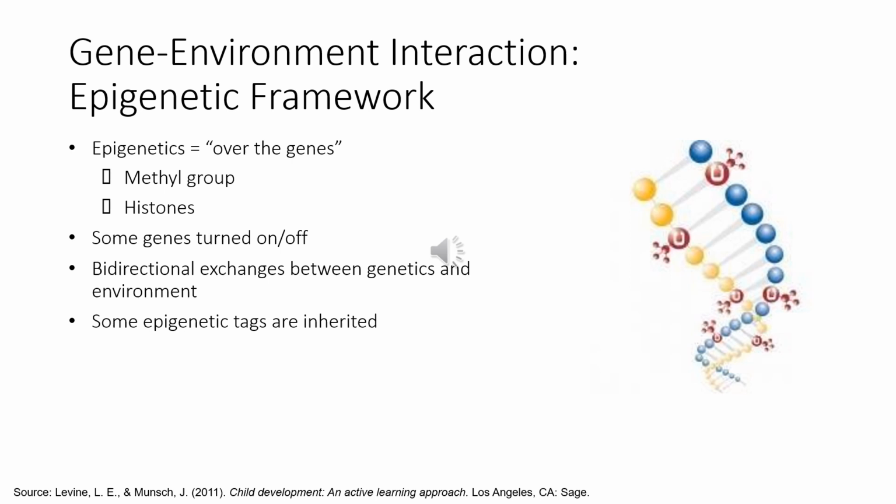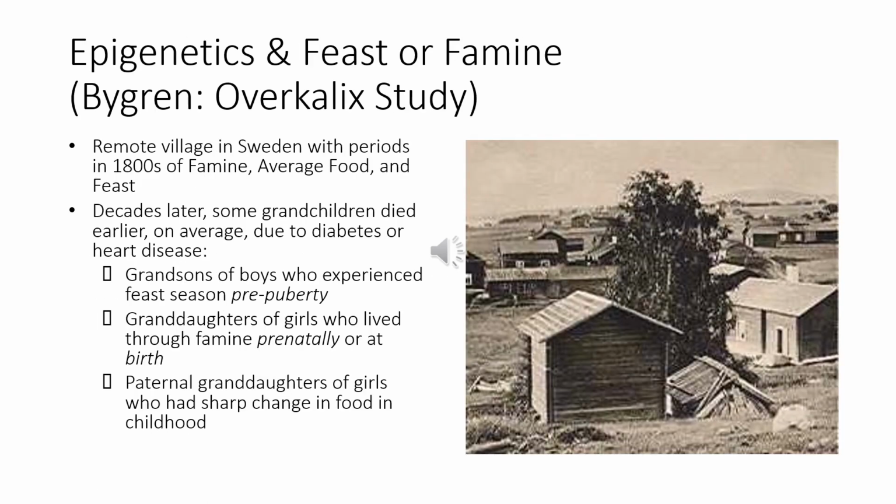Again, those bidirectional exchanges between genetics and environment and the heritability of epigenetic tags. So this was mentioned in the SciShow Epigenetics episode. Bygren's research. He was the Swedish nutrition researcher, and this was one of the first and most famous studies on epigenetics. And it actually took him years to get this published because other scientists believed what he was saying was impossible, because they believed that any life experiences basically died with the individual. They did not get passed along.